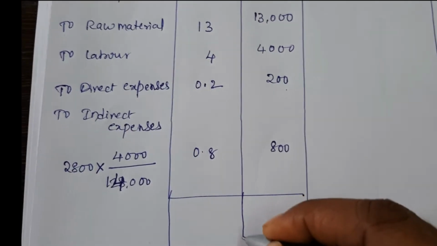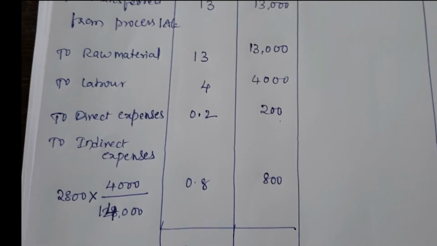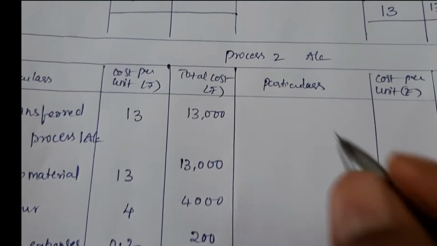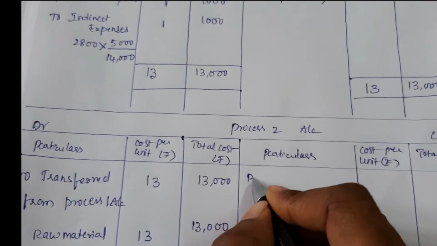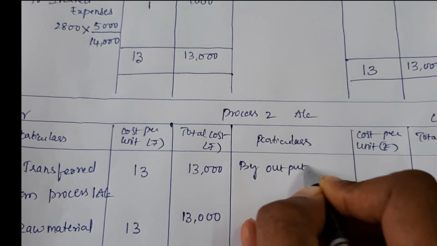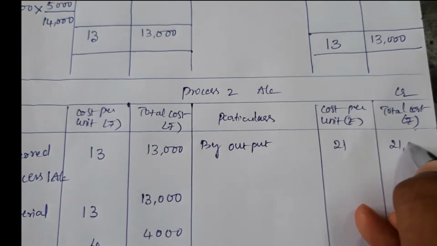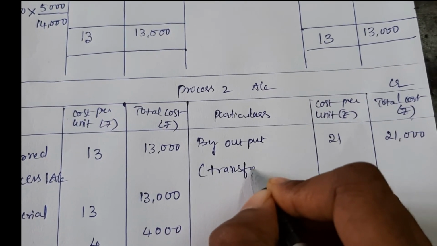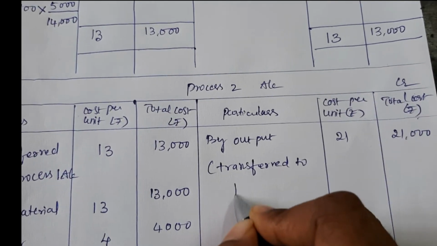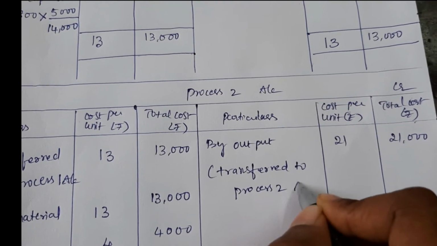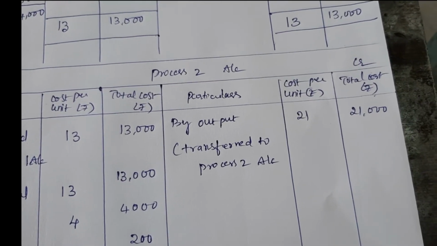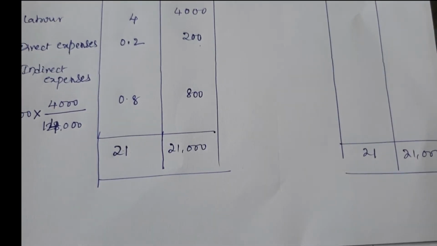Make the sum: 21 rupees, and this will become 21,000. And this is going to be the output for process 2, 21,000, and 21,000, and this will be transferred to the process 2 account. 21,000. Make the balance of process 2 account.